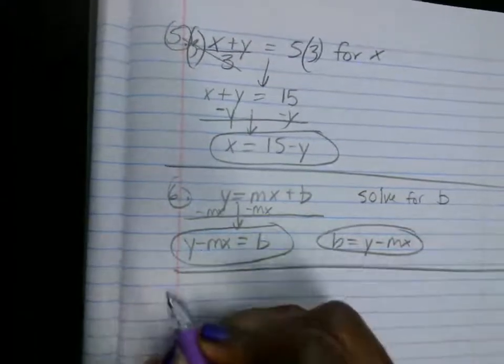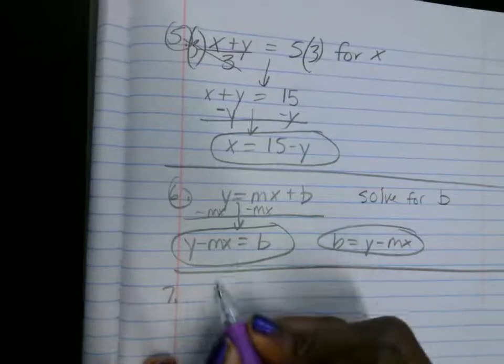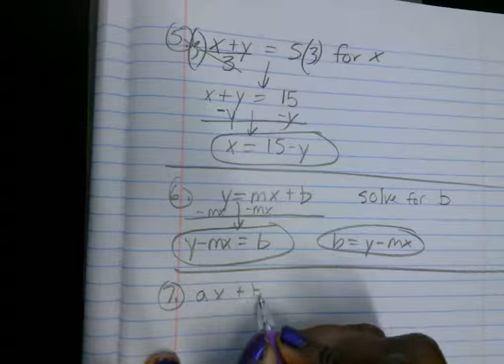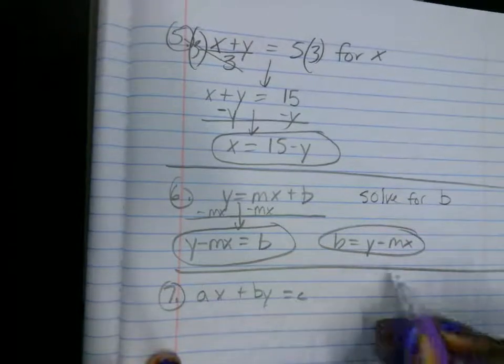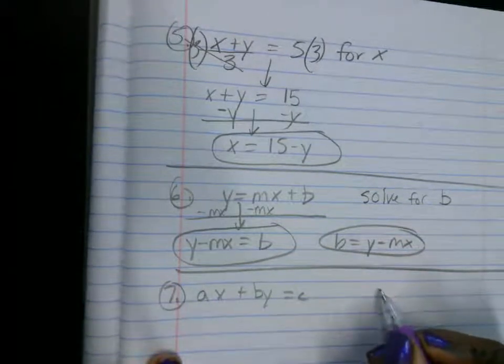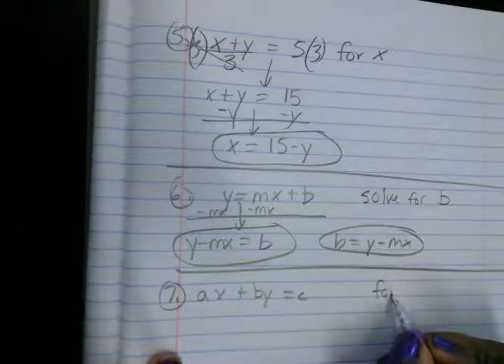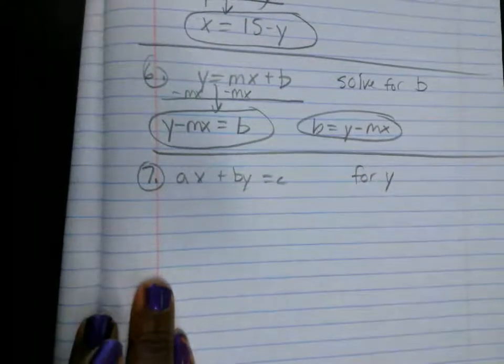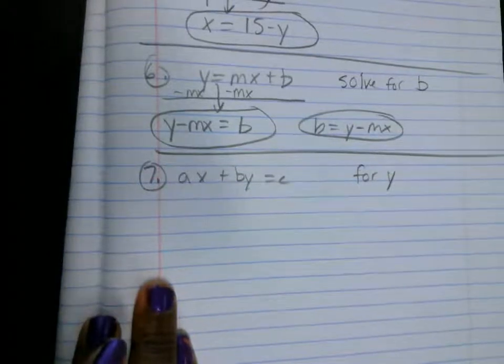All right, let's do 7. Let's do 7. A x plus b y is equal to c. We're trying to get y by itself. We're solving for y now. Let's get y by itself, okay? What are we going to do first?